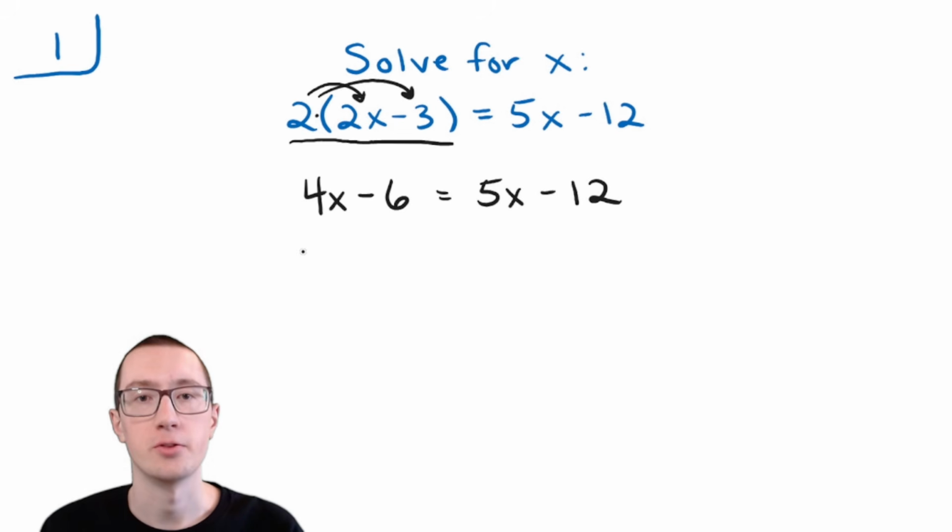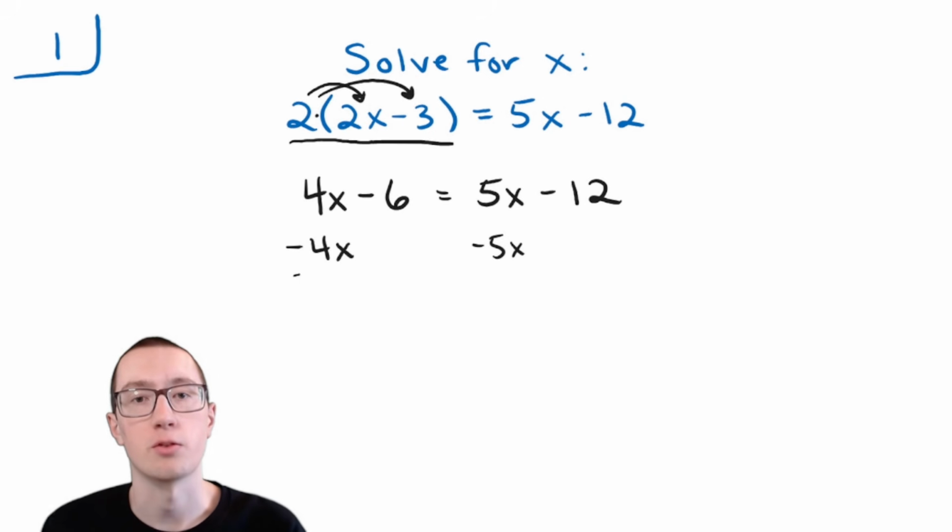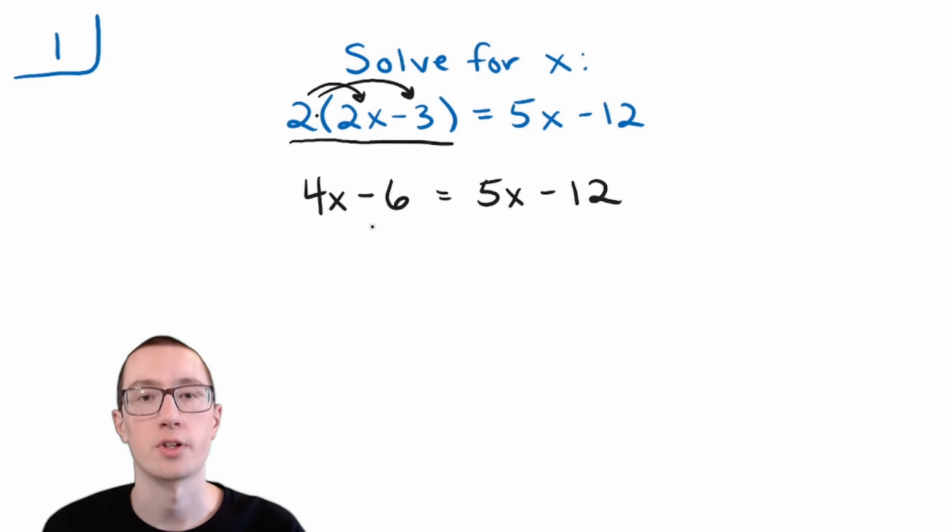Now you have two options here. You can subtract 4x from this side, or you could subtract 5x from this side. I personally would subtract the 4x, because if you subtract the 5x, then you're going to be doing 4 minus 5, and you'll have negative numbers. And we like to avoid negative numbers as much as possible. So we're going to subtract 4x from both sides.